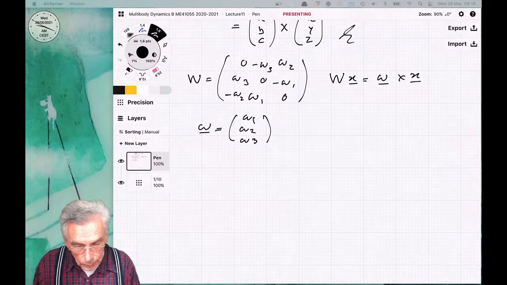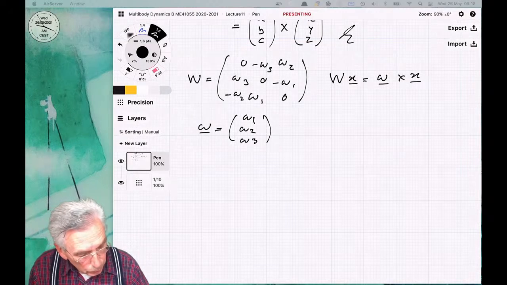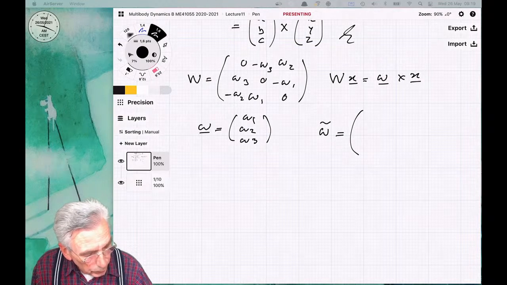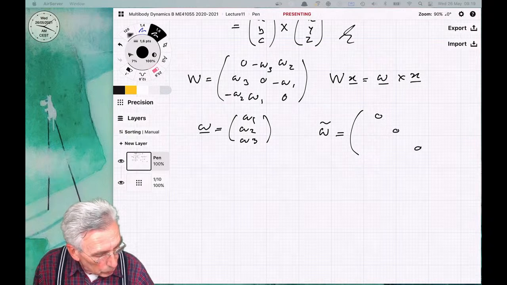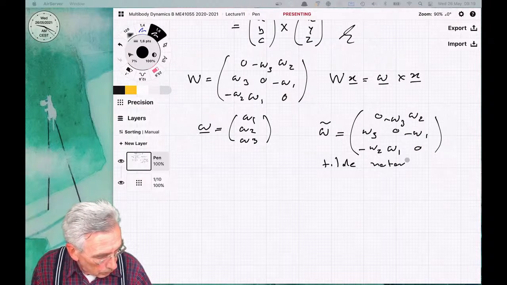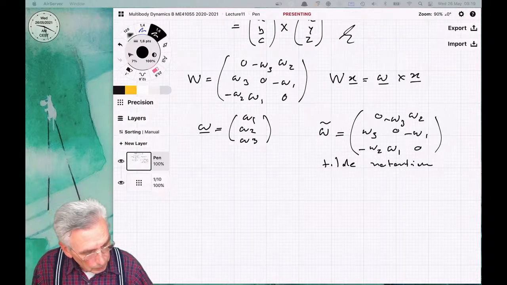our simple dynamics. Now usually we write not W here, but we write this omega with a tilde, and that means you use this vector omega and you write it as this matrix. So that's what we call the tilde notation. Omega 2, omega 3, minus omega 1, minus omega 2, minus omega 3. Tilde notation.